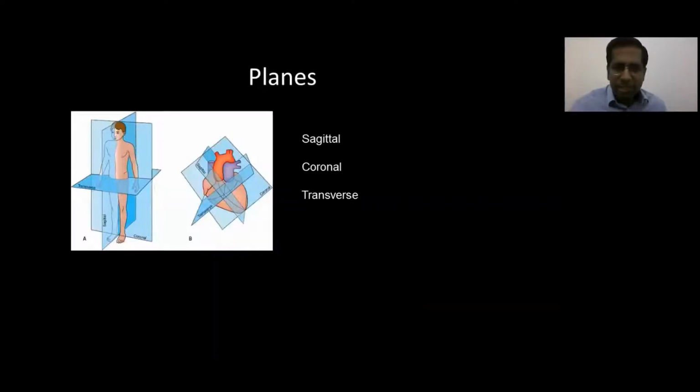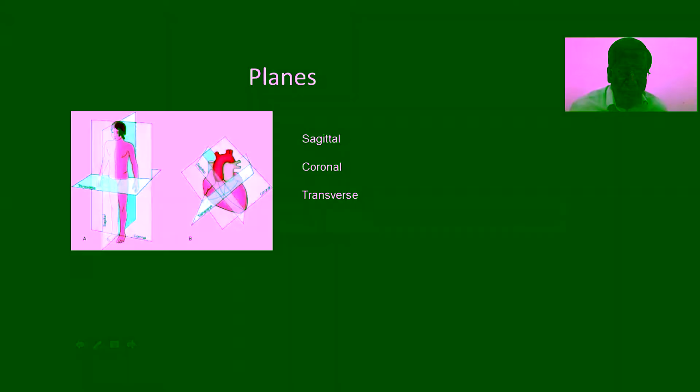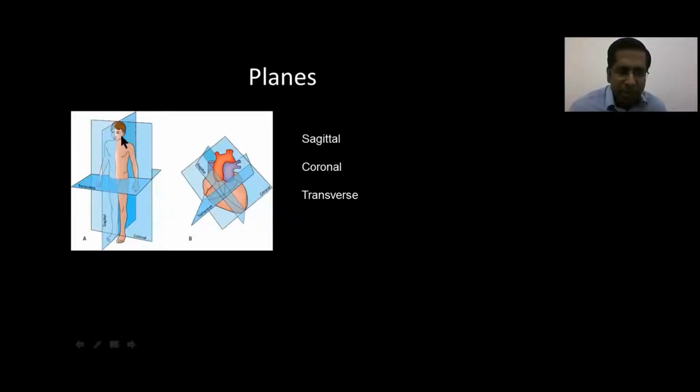You already must have had a talk by Dr. Kapoor a few days ago on different imaging planes. But just to recap and be aware, what you see on the left side here is an individual, and you can see that if the man is divided into two halves, right and left, that is the sagittal plane. And if he is divided into anterior and posterior, that is the coronal plane. And if he is divided into top and bottom, or superior and inferior, that is the transverse plane.